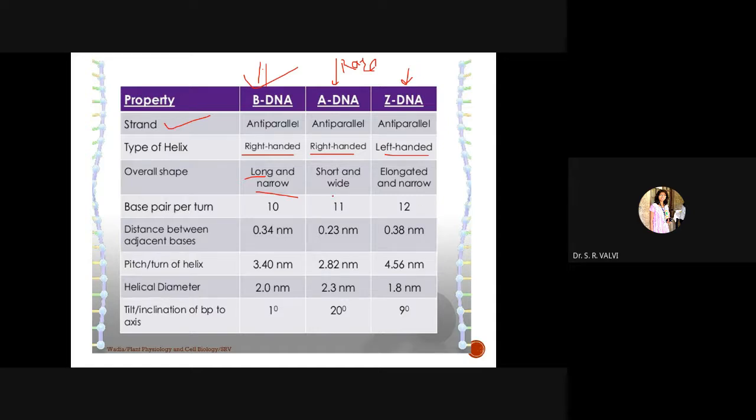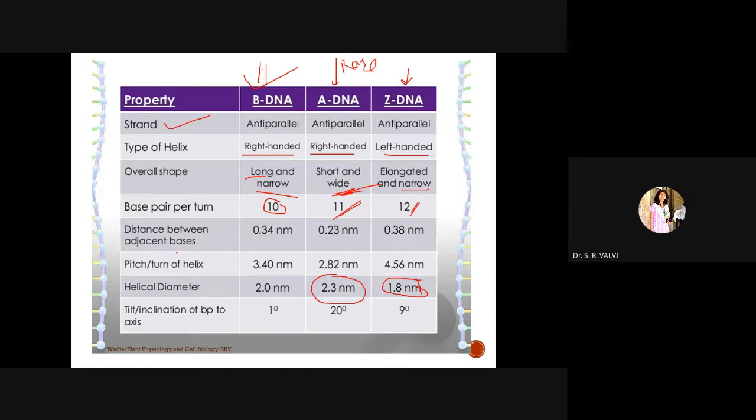Then this is short and wide. Okay, A type of DNA we are saying wider. Why is it wider? Because see, the diameter is this, hence this word is there, wide, right? Then ZDNA is elongated and narrower. Why narrower? Because the width is very less, hence it is narrower, right? Then base pairs: in case of B only 10 nitrogenous bases are there, in case of A only 11, and in case of Z 12 base pairs are there, right?